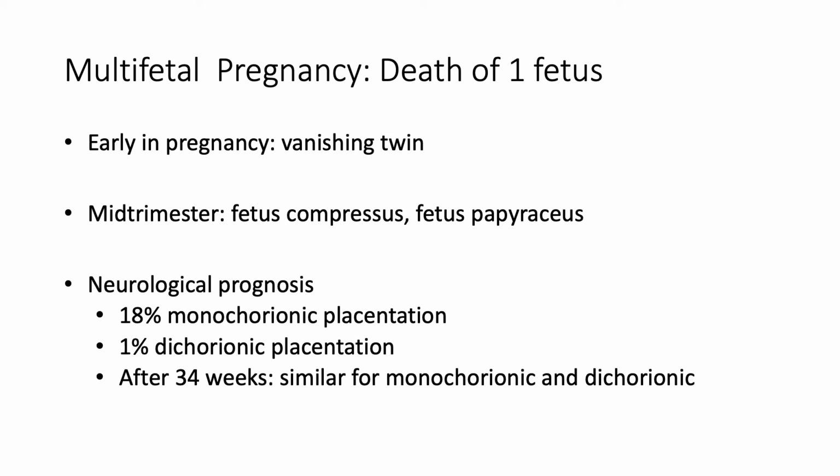The neurologic prognosis for surviving twins depends on chorionicity. There is an 18% rate of neurologic abnormality in monochorionic placentation and only 1% risk in dichorionic placentation. If the demise occurs after 34 weeks, however, the rate of having neurologic deficits is the same for both monochorionic and dichorionic twin pregnancies.